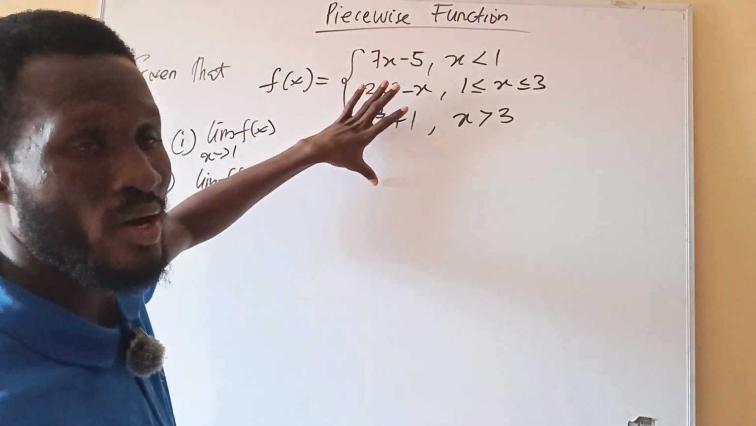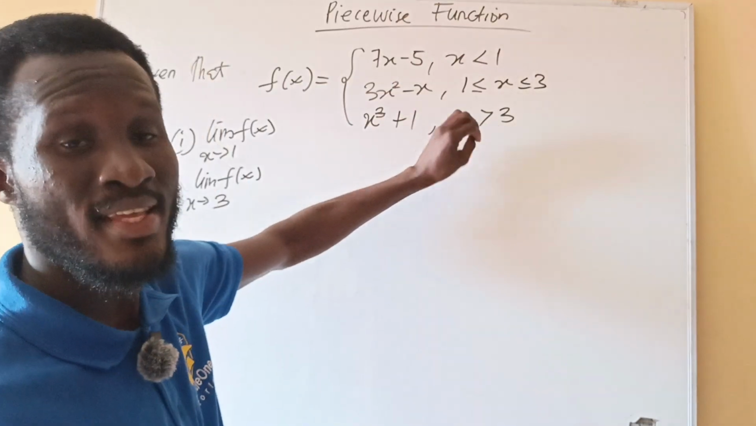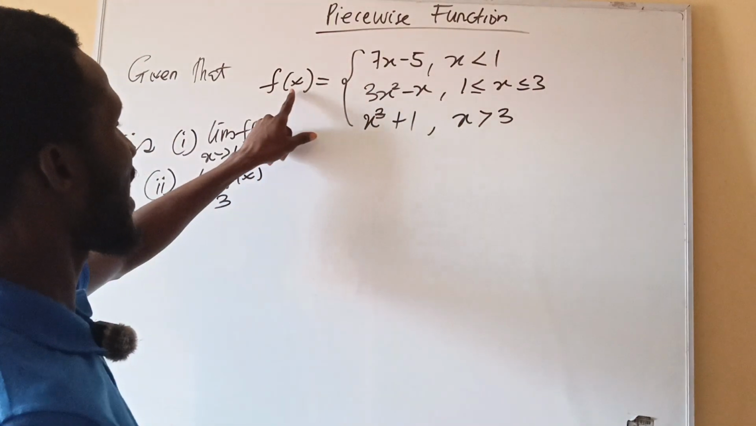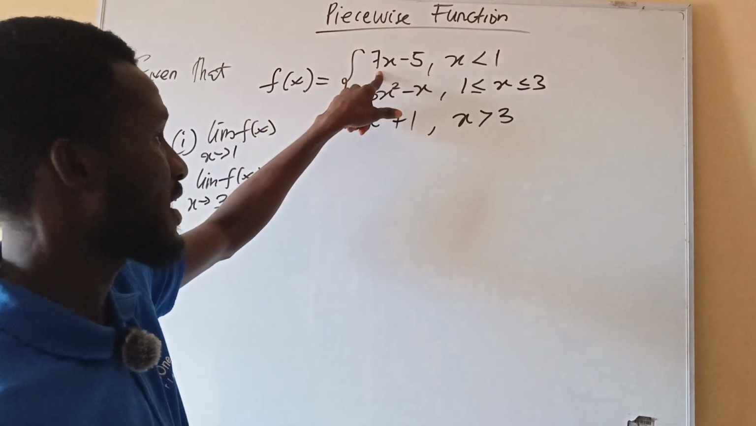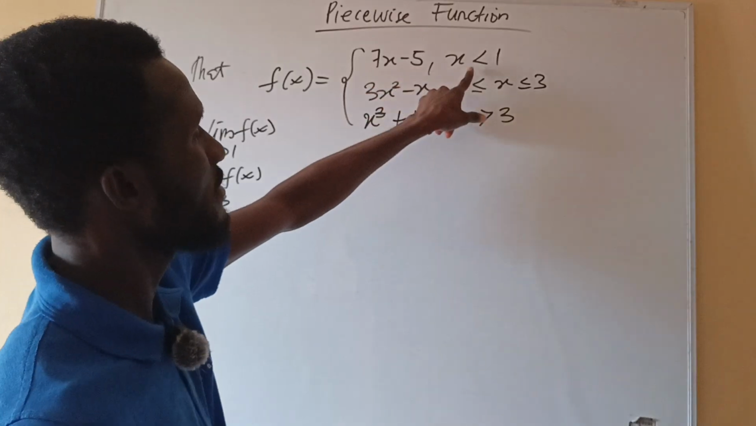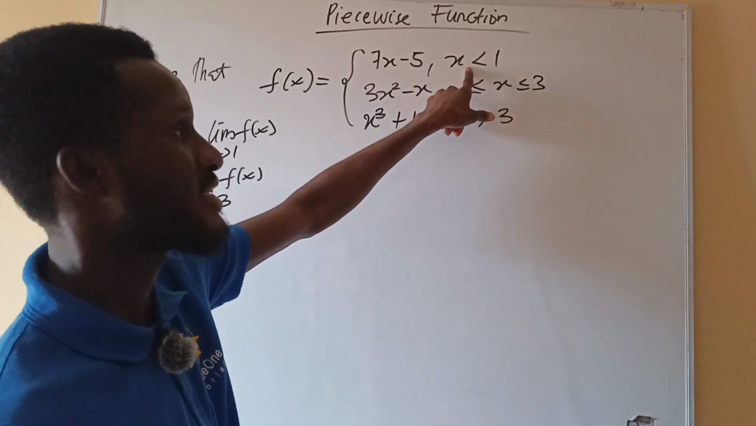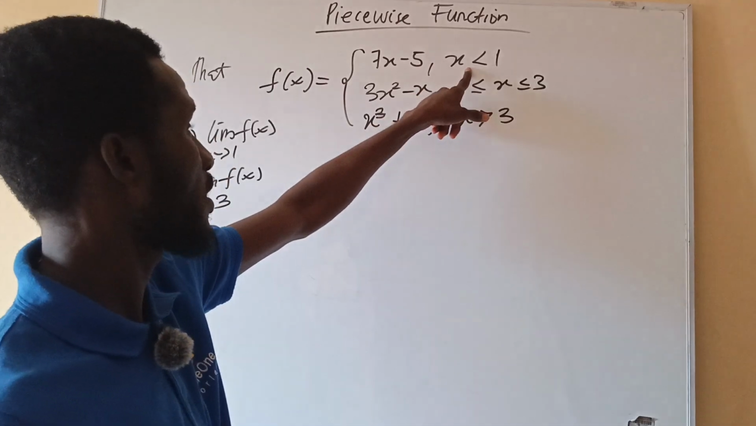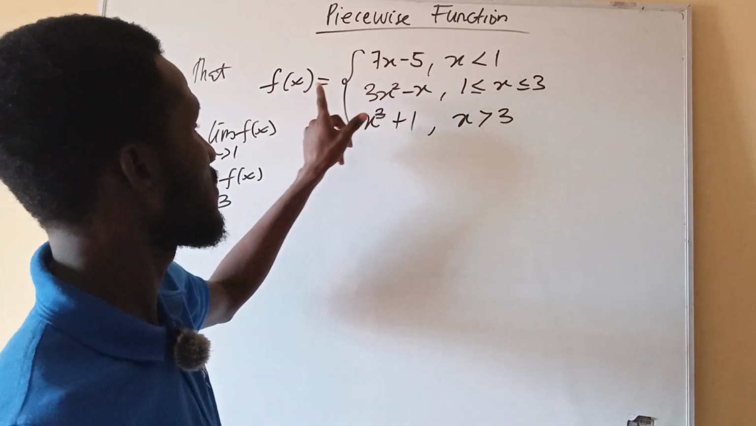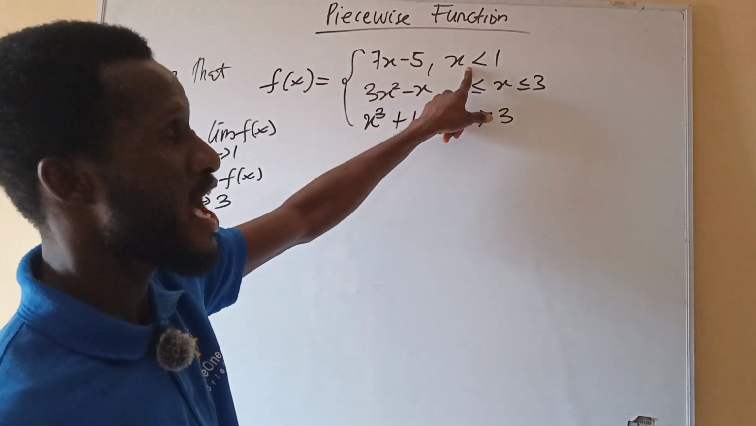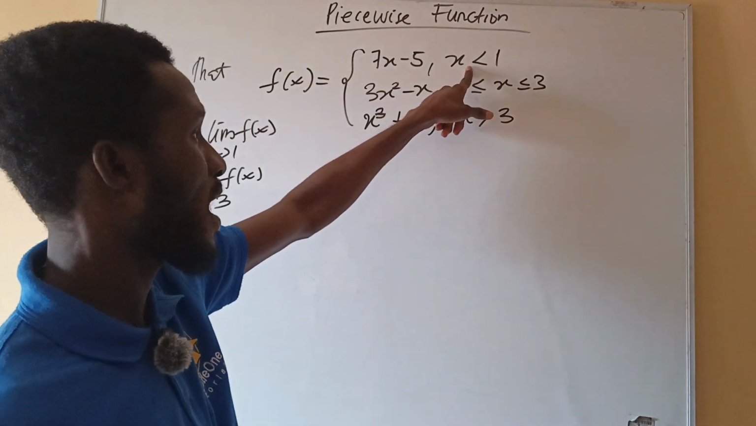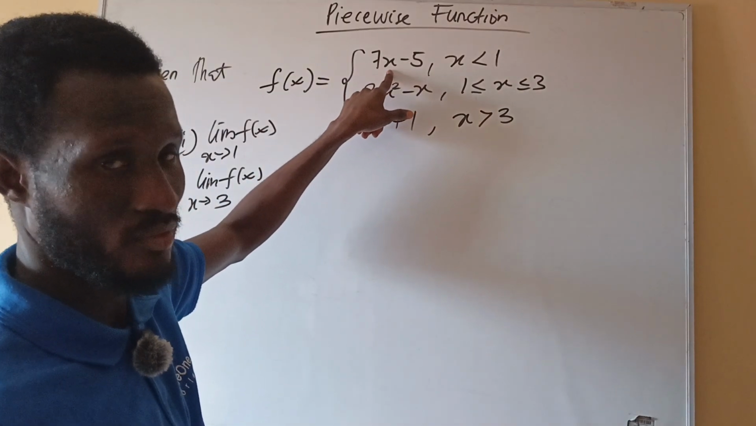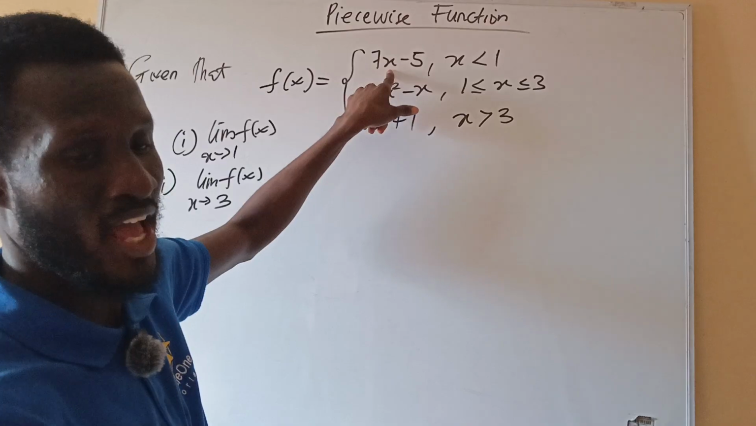Now this one is the actual expression, and this one is the if condition, or the condition involved. This means that f of x is equal to 7x minus 5 if and only if x is less than what? Is less than 1. So whenever I'm looking for f of x where x is any number less than 1, it means I'm going to use this particular function as my f of x.